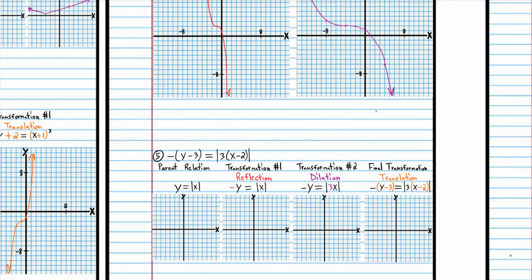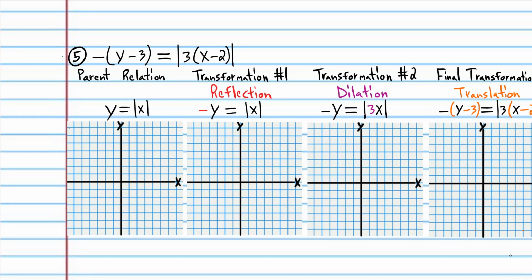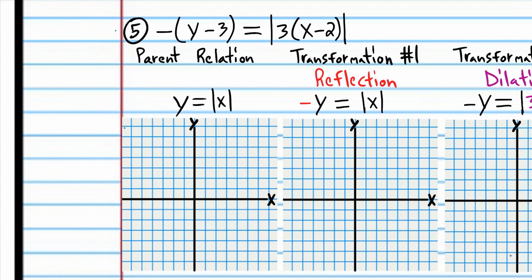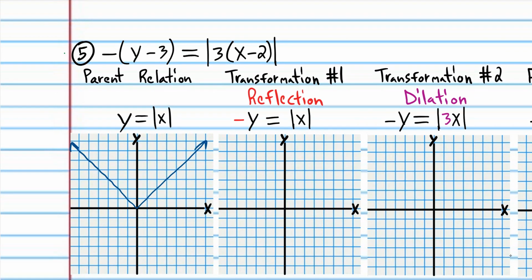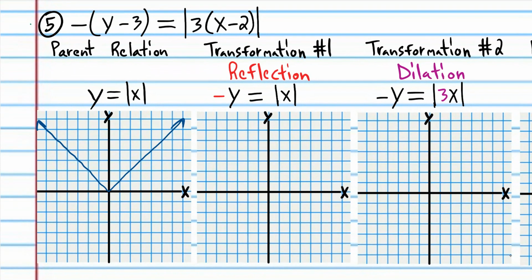Okay, we're back. So we already graphed the parent relation for the absolute value equation, so I'm just going to redraw that. And we're going to replace y with negative y because we have a negative symbol in front of the y minus 3. And when we do that, we reflect across the x-axis. So I'm going to take a random point, maybe this point there, and count the distance to the x-axis and go that same distance across. So you know what to do.